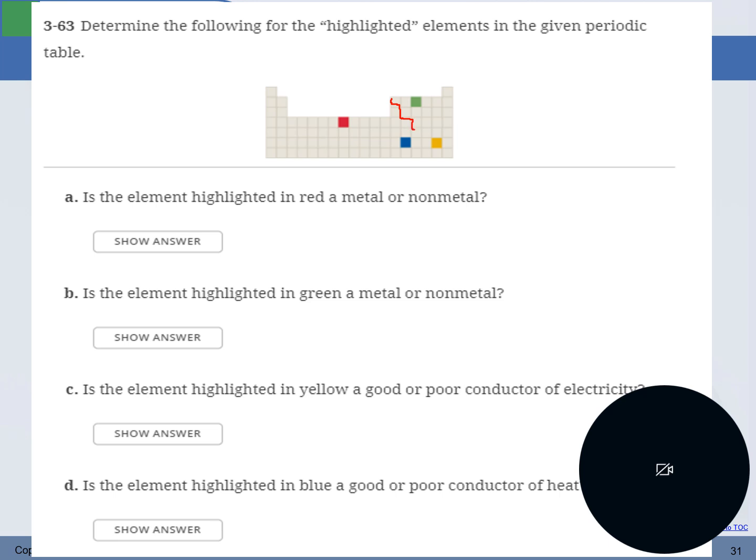Just a good idea to put this little staircase in here, so hopefully I traced that right and did it kind of quick, but that's going to help us determine what's a metal and a non-metal. So when we're looking at the red, that's a metal. Element highlighted in green, that's going to be a non-metal. Element that's highlighted in yellow would be a poor conductor of electricity, and the element highlighted in blue would be a good conductor of heat, because it's a metal.